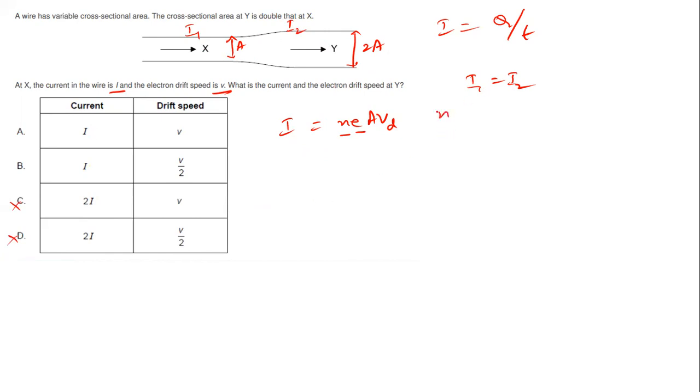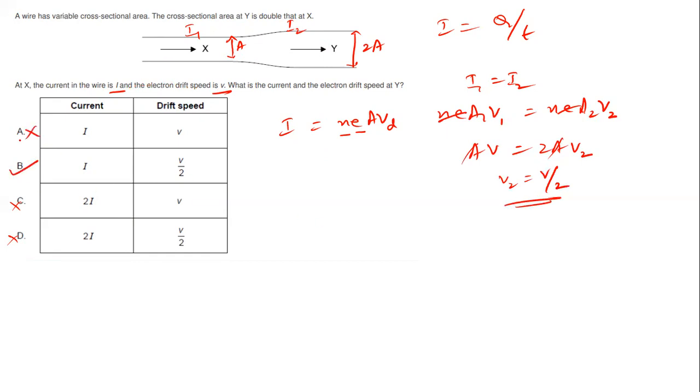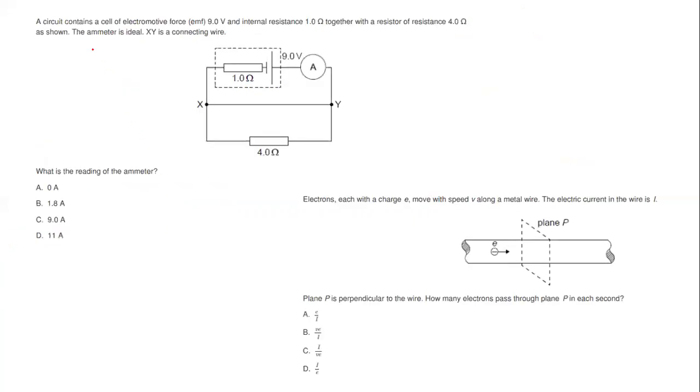So I'll have nEA1V1 is equal to nEA2V2. This nE goes away on both sides. Now what is A1? A. And V1 is given: at X it is V. A2 is 2A. And V2 is just V2. So the A goes away, and V2 should be equal to V by 2. So this is the right answer, and this is incorrect.